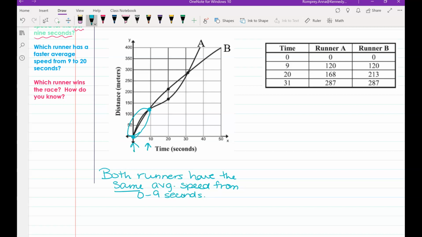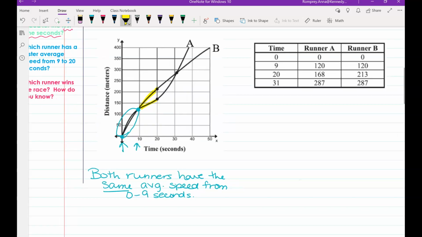Cool? All right. So which runner has a faster average speed from 9 to 20 seconds? Okay, so now we're looking at different pieces of the graph. From 9 to 20 seconds, so just these two sections. My problem here is that they're both at 20, but I'm not exactly sure what my y values are. I see it's above 150, so maybe like 160, I don't know. Above 200, I'm not really sure.